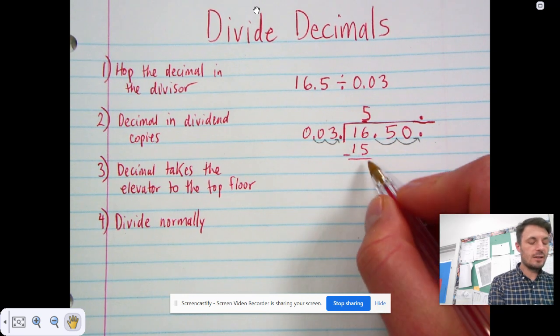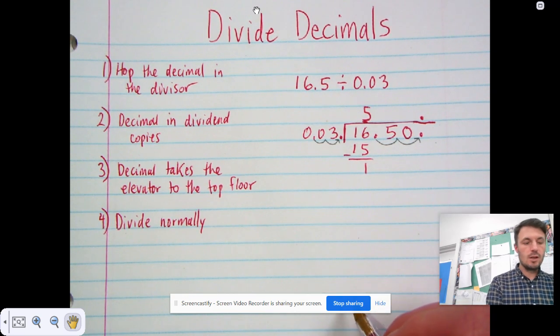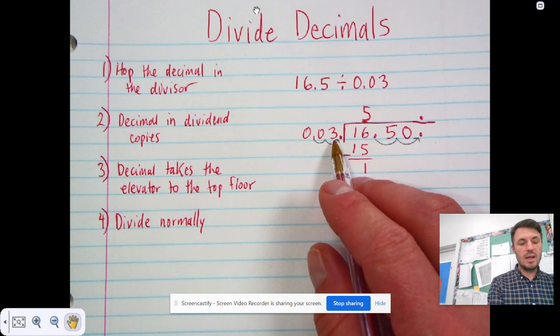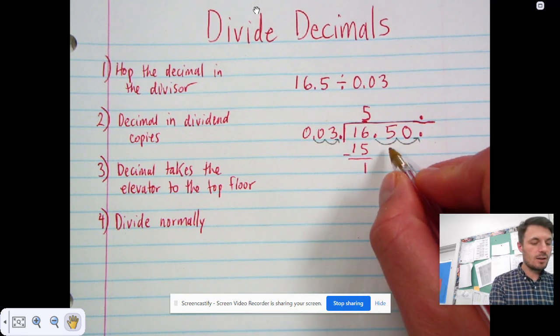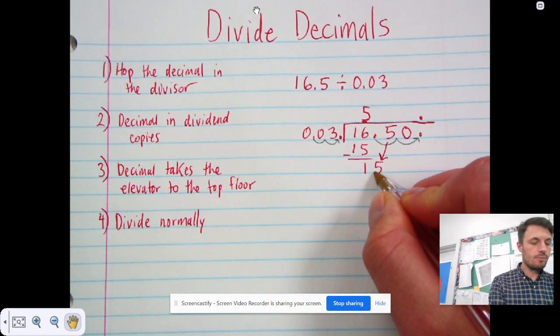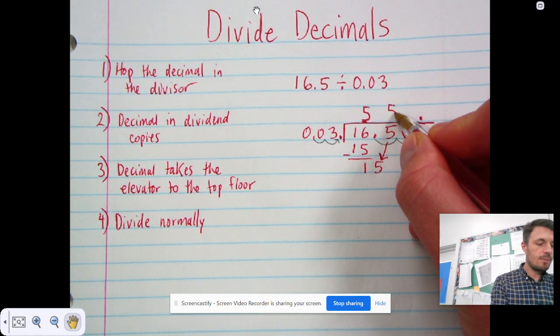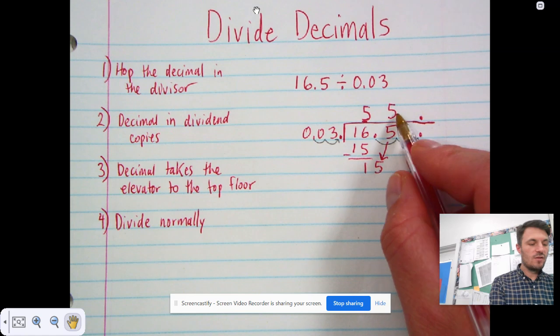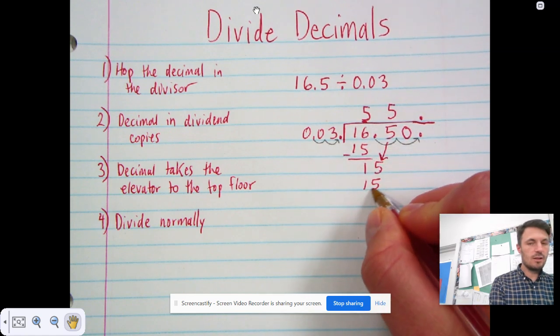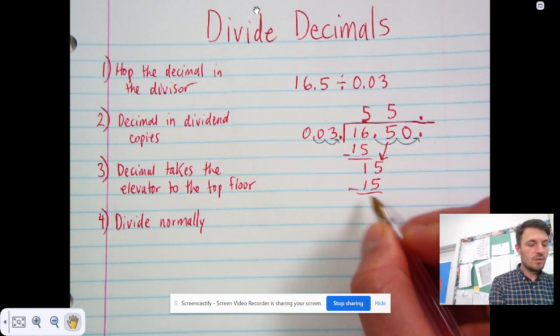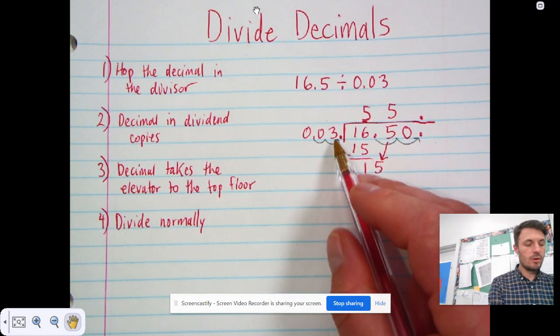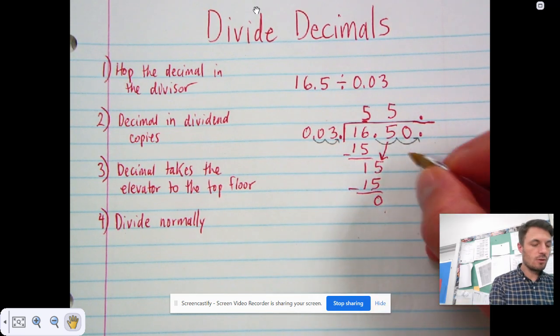Now we subtract. 16 minus 15 is 1. Is 1 smaller than 3? Yes, that's how we know this 5 is correct. So now we bring down. 3 can fit into 15 5 times. Now we multiply. 5 times 3 is 15. 15 minus 15 is 0. 0 is smaller than 3. That's how we know this 5 is correct.